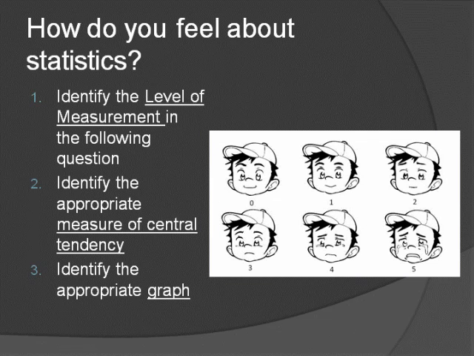All right, our final example: how do you feel about statistics? Here you would be asked to identify the level of measurement for the question, identify the measure of central tendency, and identify the appropriate graph that you might use to represent this data. What's the appropriate level of measurement? It's going to be ordinal. We see numbers associated with each of these categories, but what we're really talking about is the response categories themselves. We see different faces ranging from a happy face all the way to a very distressed or very sad face, so I would say ordinal. The measure of central tendency is going to be the median, and the appropriate graph is going to be a pie chart or a bar graph.